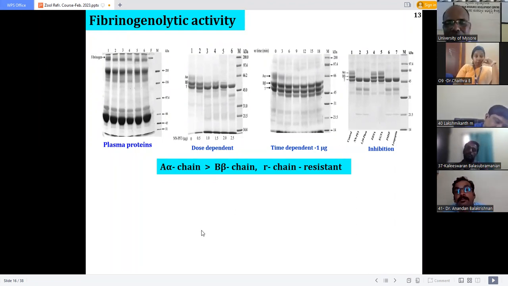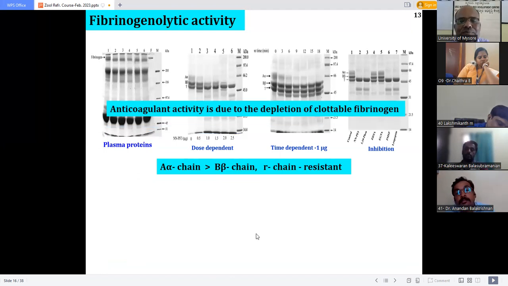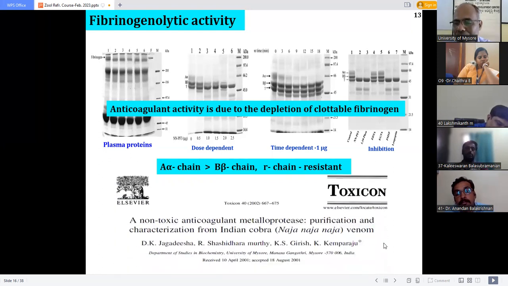So our protease is degrading specifically the fibrinogen. A alpha chain is preferentially degraded over B beta chain, while gamma chain remained resistant. This is the result we got. You can see over here clearly, A alpha chains are degraded in preference over B beta chain. Between these two, A alpha chain is preferentially cleaved, then B beta chain, and the gamma chain remains resistant. So now, anticoagulant activity is due to the depletion of clottable fibrinogen. This is one thing we have established, and we got it published elsewhere.